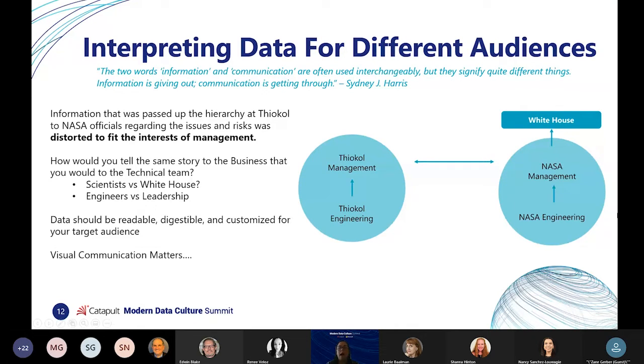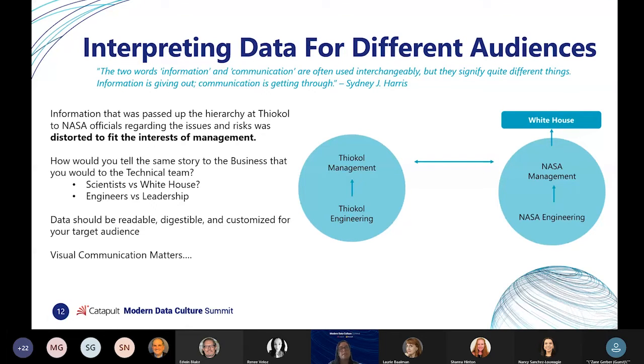So data should always be readable, digestible and customized for your target audience. Now, that does not mean to reinterpret the data in a different way and paint the story to match what you're wanting to see. It really just means, how can you explain this data in a way that managers who don't have a lot of insight into the technical side of things can understand it and understand those risks.